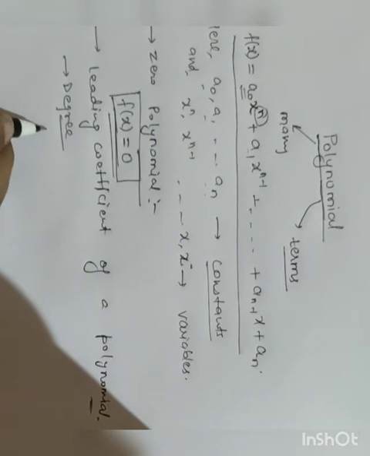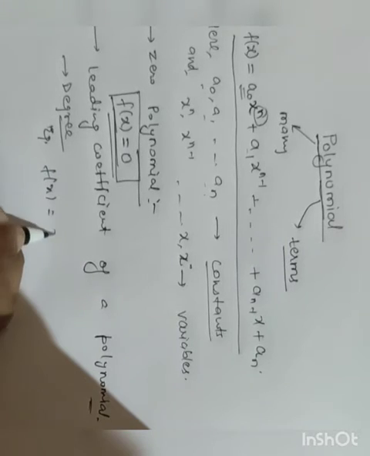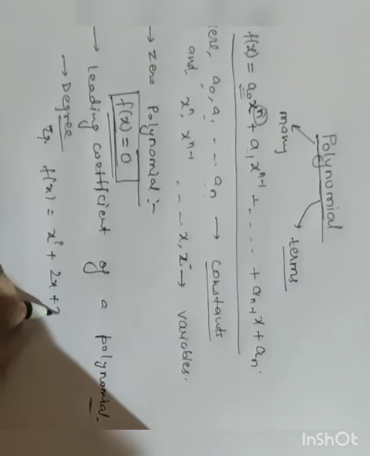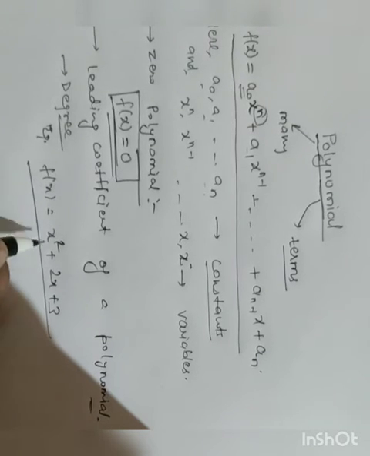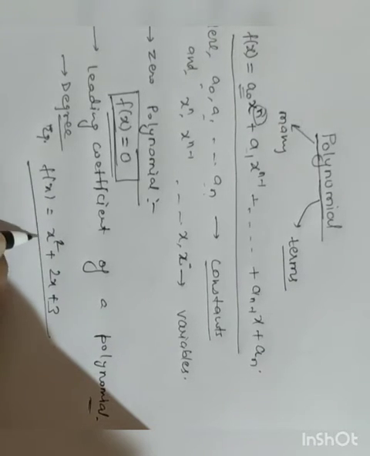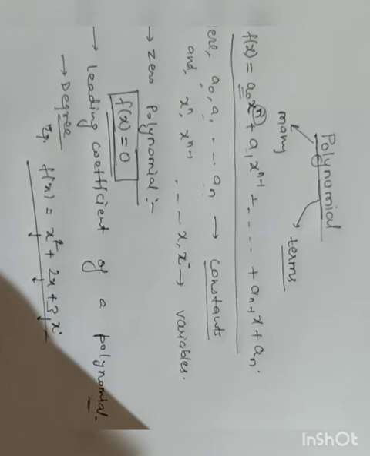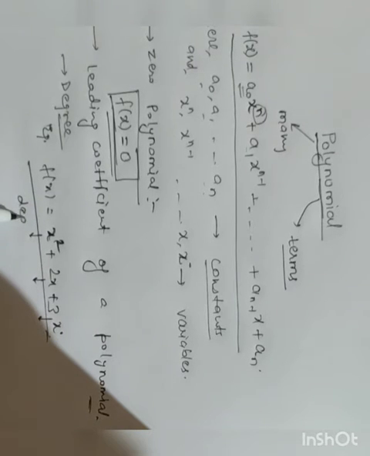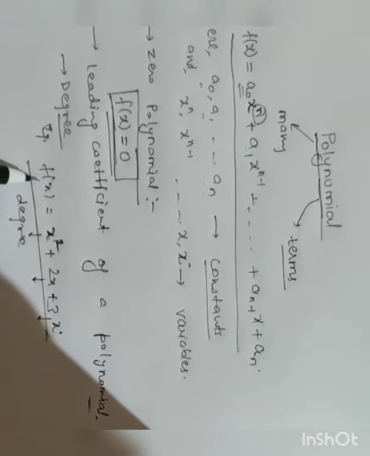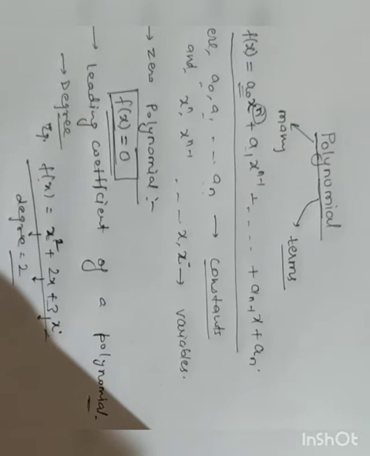So let's take an example: f(x) equals x square plus 2x plus 3. What will be the degree of this polynomial? Here there are three x terms: x square, x, and x to the power 0. The highest power of x is 2. So we say that the degree of this polynomial f(x) is 2.